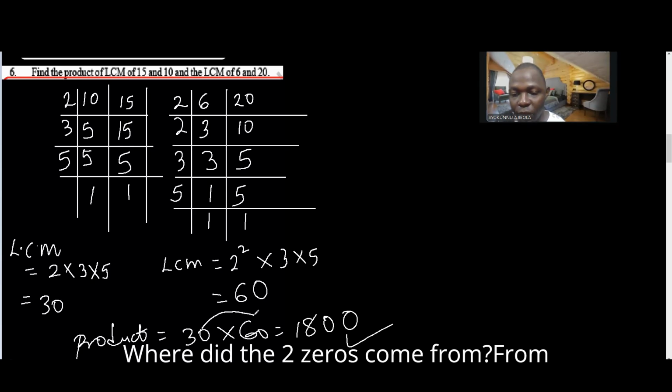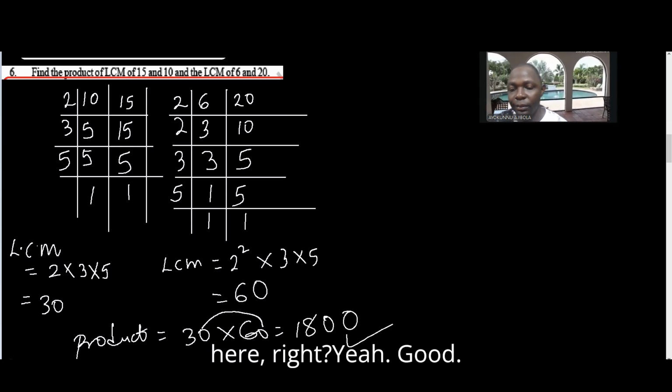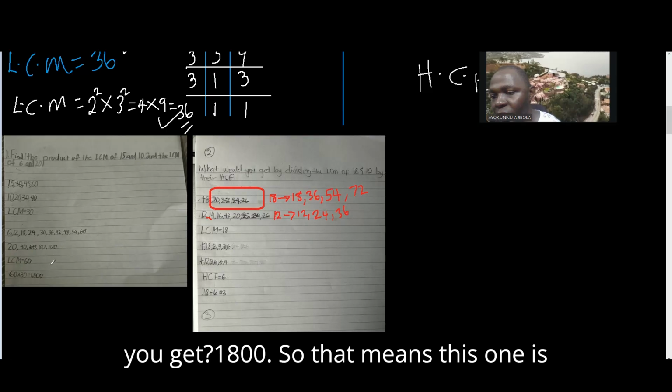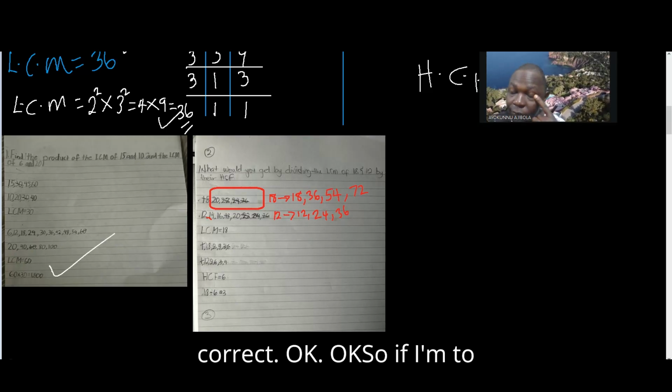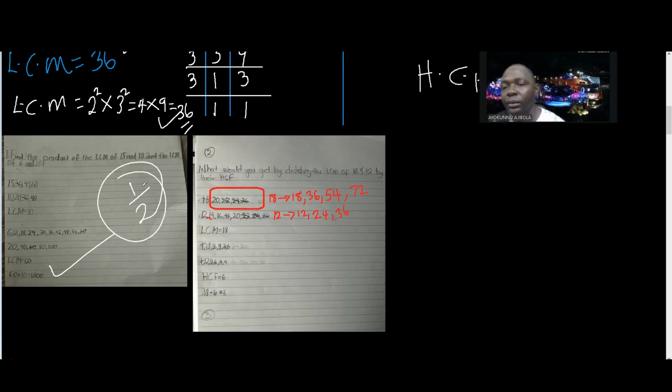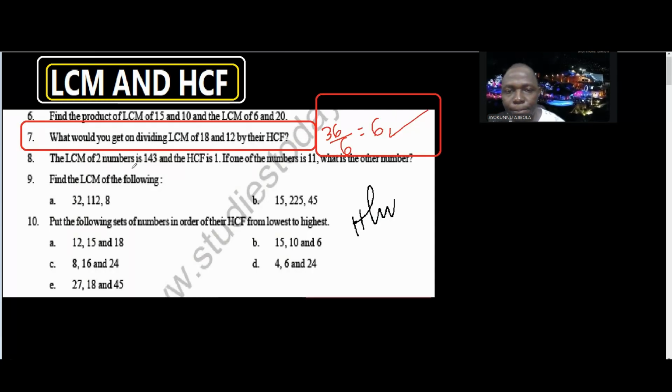Where did the two zeros come from? From here, right? Good. So what answer did you get? 1,800. So that means this one is correct, okay? So if I'm to judge you out of the two, I'll say you get one of the two.